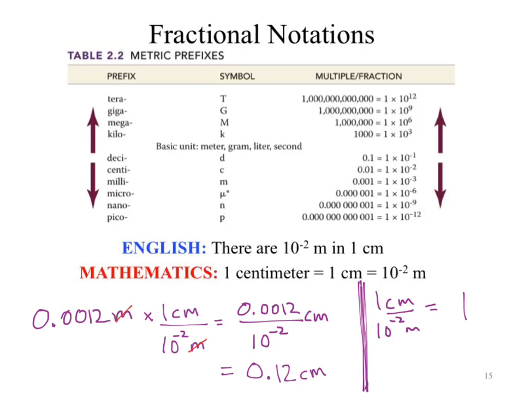So, next thing I want to do to kind of simplify here, and we'll kind of intro it with this topic right here. This is the same as saying 0.0012 times 10 to the second centimeters. What's the minus sign mean?